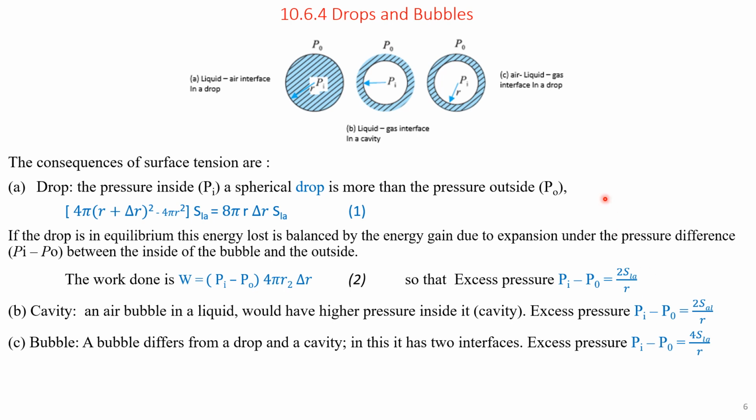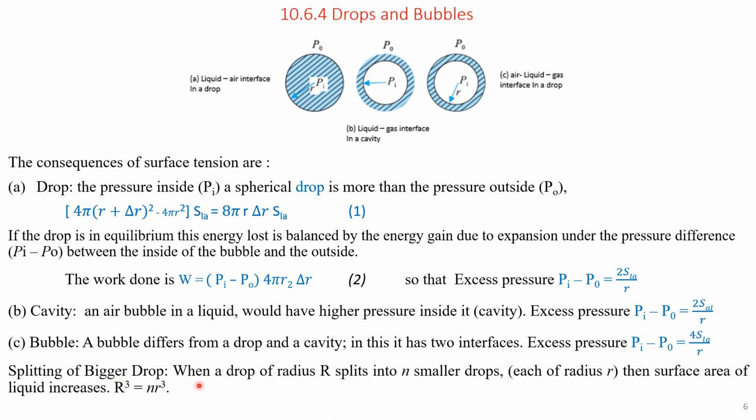The third case is the air liquid gas interface. A bubble differs from a drop and a cavity. In this case, it has two interfaces, that is air to liquid and liquid to air or liquid to gas. Therefore, the excess pressure is twice that of the normal pressure. Therefore, Pi minus Po is equal to 4 into SLG divided by R. This is the relationship.